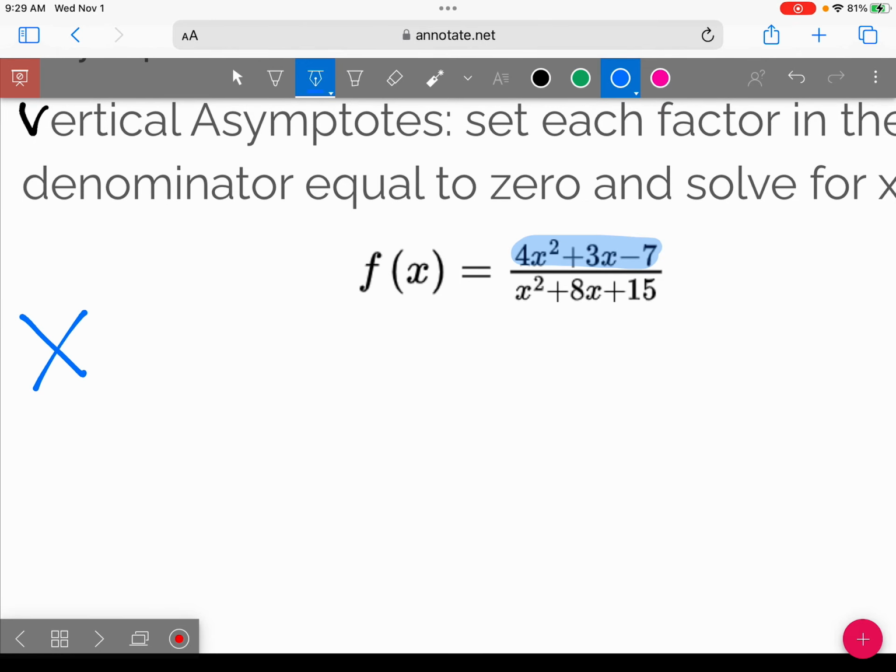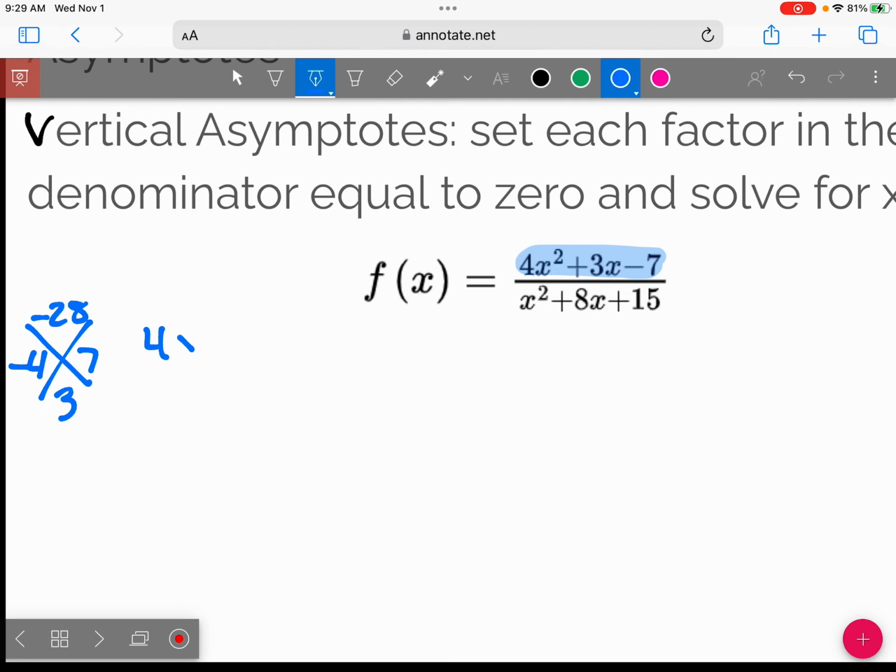We need a pair of numbers that multiplies to make negative 28 and adds to be positive 3. Negative 4 and 7. But I cannot just hop straight into my factored form since we have that A value. You either need to factor by grouping or toss it in a box. I'm going to factor by grouping just because it takes up less space on the screen: 4x squared minus 4x plus 7x minus 7.